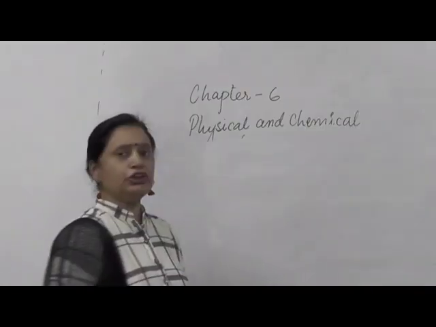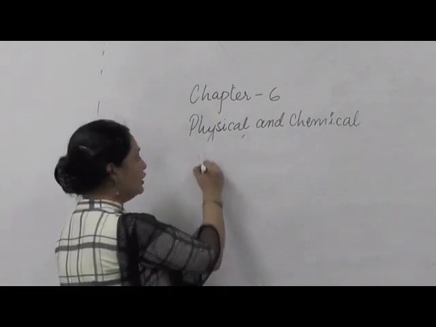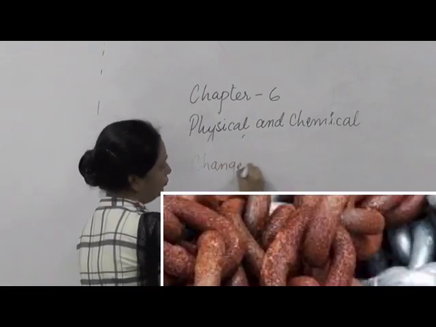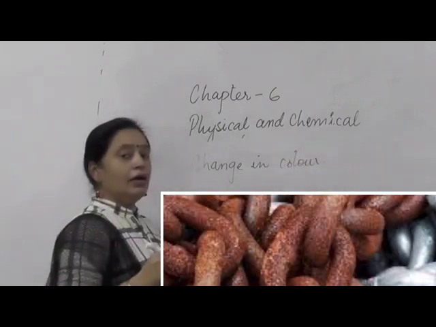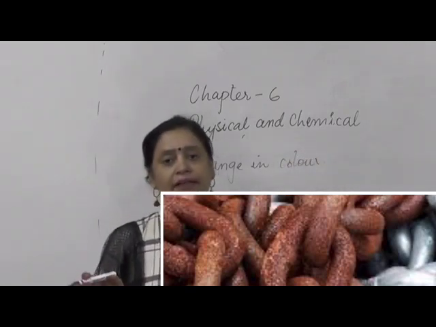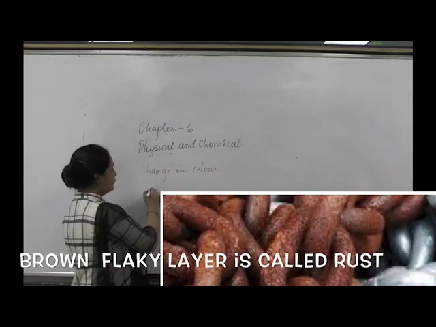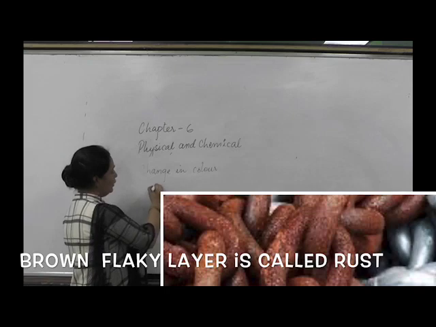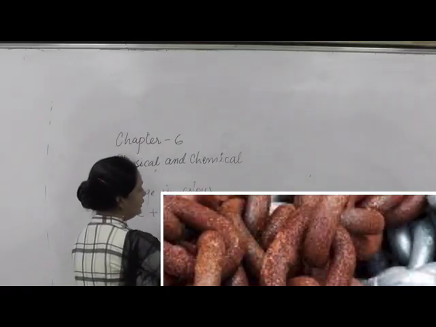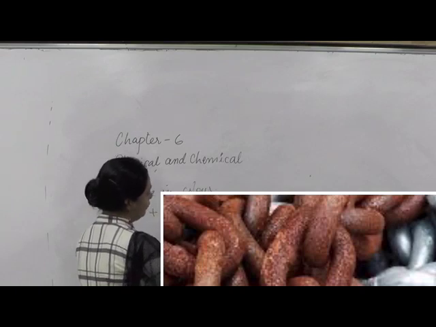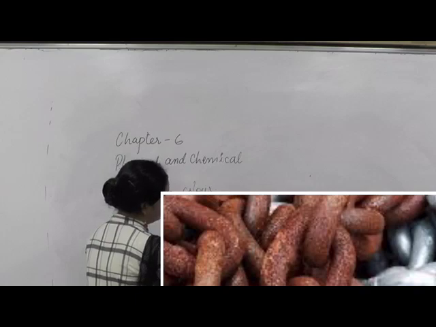Another thing which takes place during a chemical change is the change in color. Which example can we give? I am sure you all have seen iron. It is of grey color. And the grey iron, when it reacts, turns into a brown flaky substance, which we call rust.